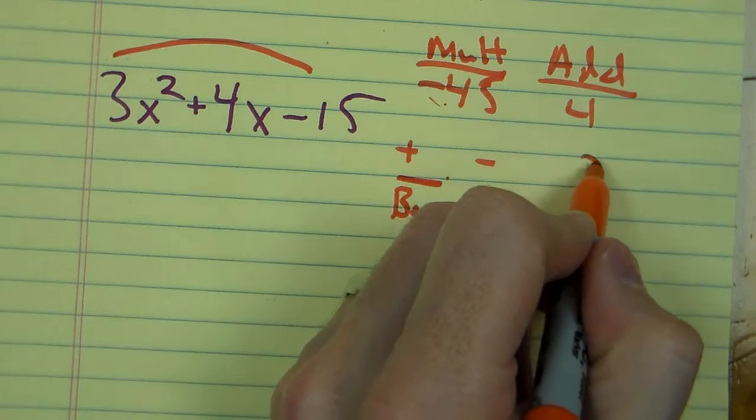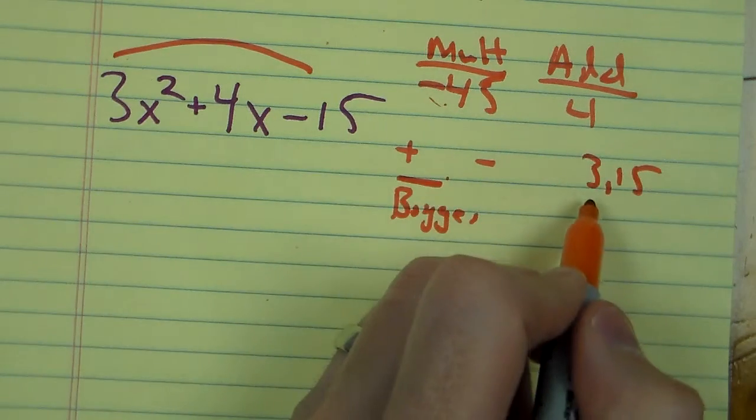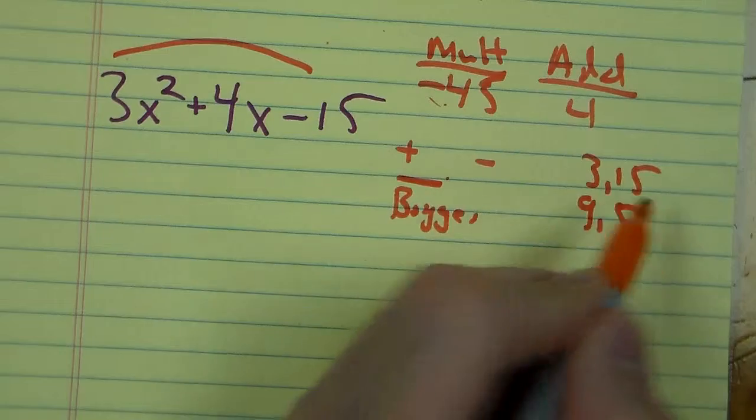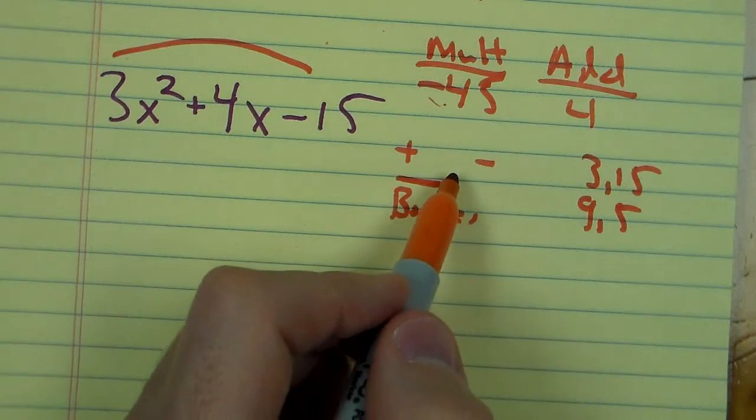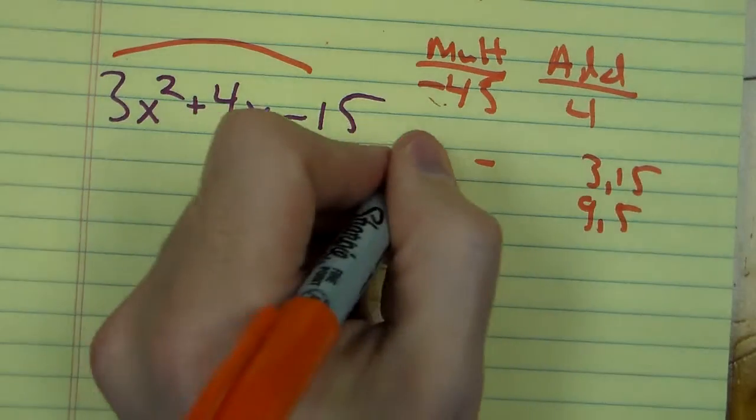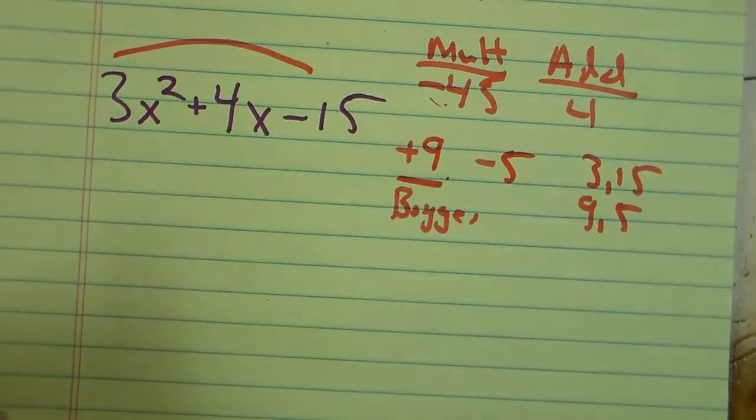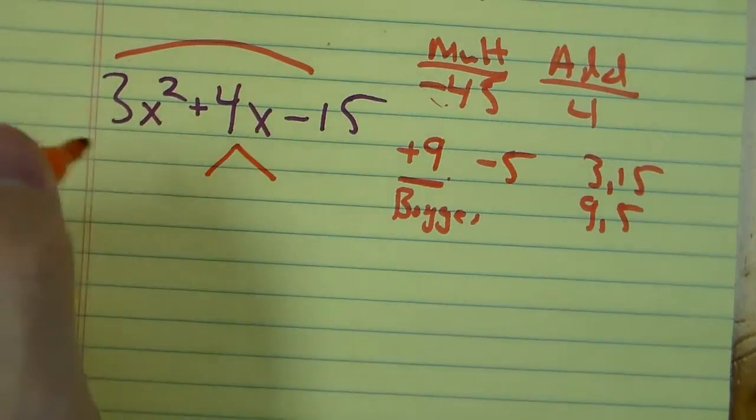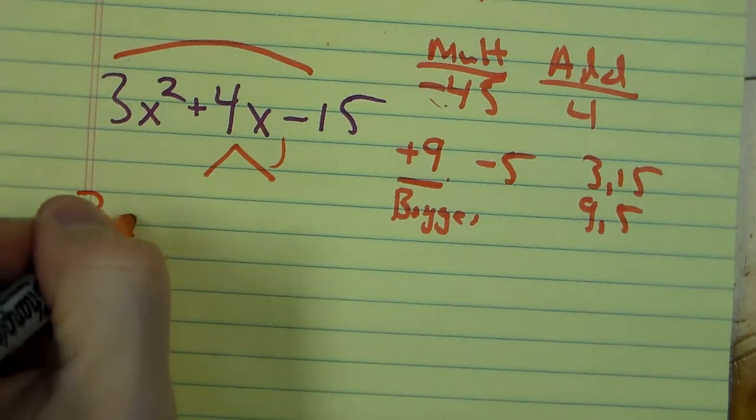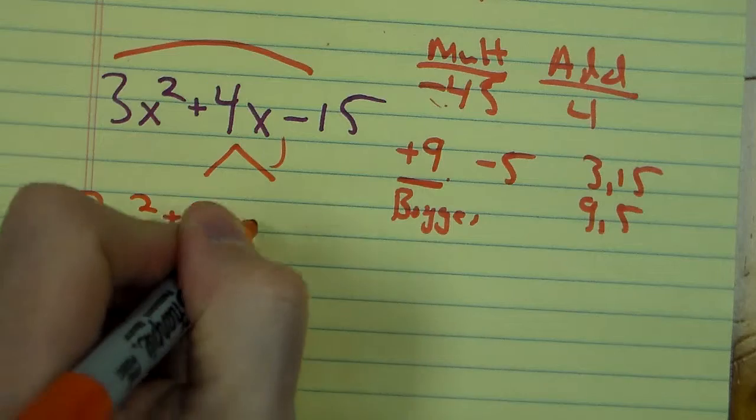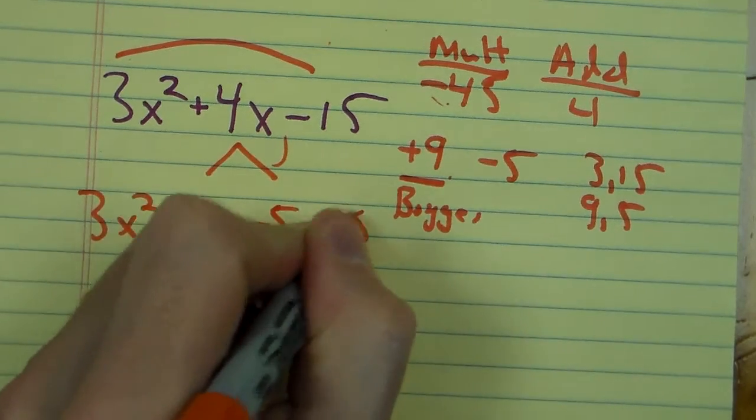Well, 45 is 3 and 15, so it's not those two. 9 and 5, though, are 4 apart. So one's positive, one's negative. To get a +4, we're going to have to go 9 and -5. So this is what we use our strength for, to split 4x into a plus 9x and a minus 5x.